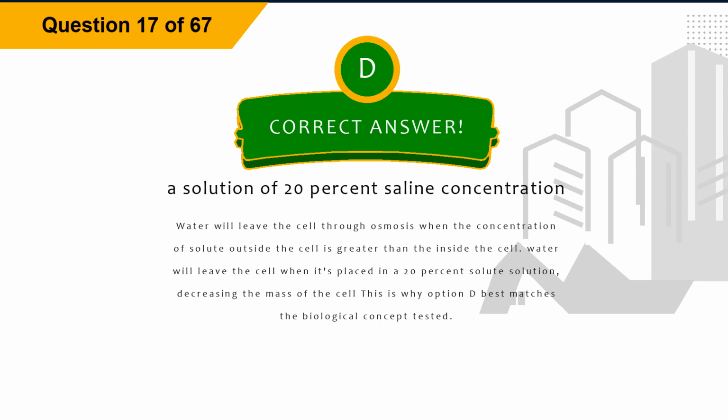Explanation: water will leave the cell through osmosis when the concentration of solute outside the cell is greater than the concentration inside the cell. Water will leave the cell when it's placed in a 20% solute solution, decreasing the mass of the cell. This is why option D best matches the biological concept tested.